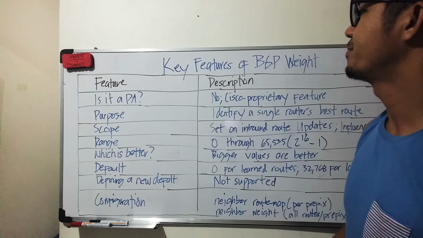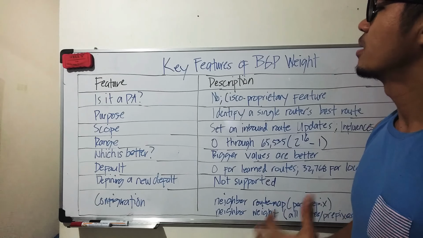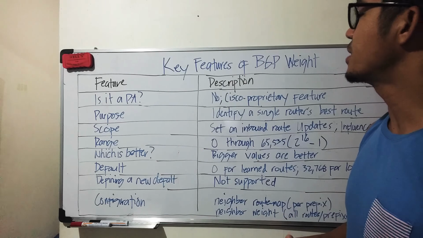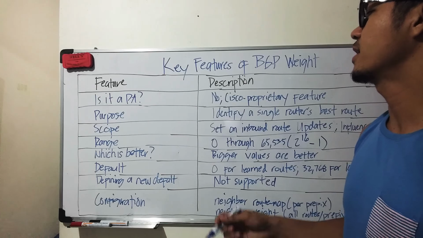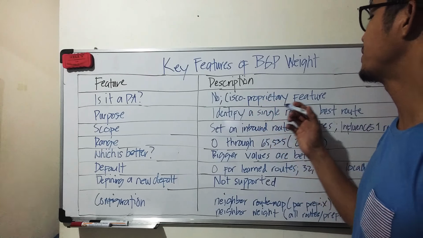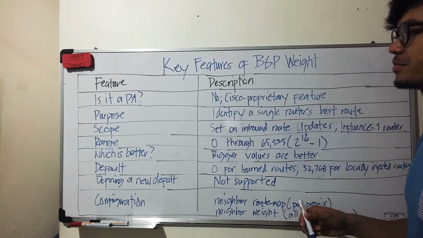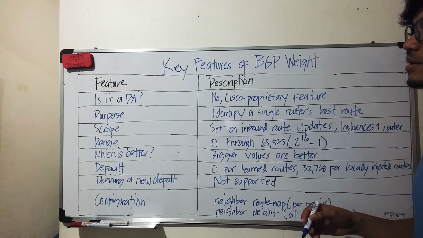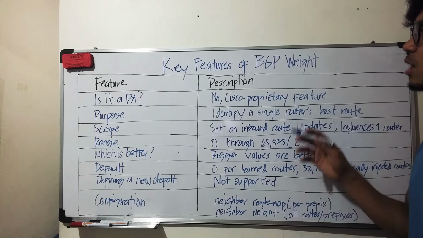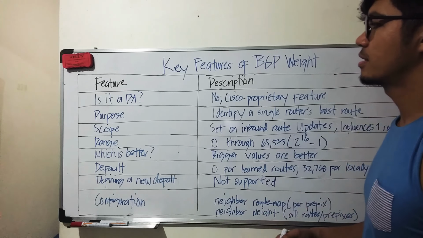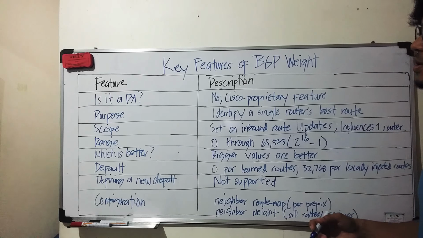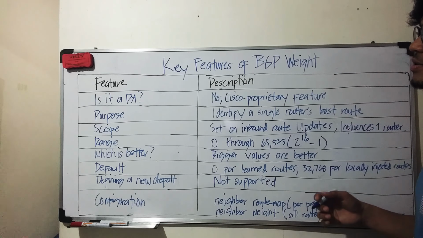So, feature. Is weight a path attribute? No, it is not. It is a Cisco proprietary feature, meaning that weight only works on Cisco routers. It's not going to work on other routers like Juniper routers.